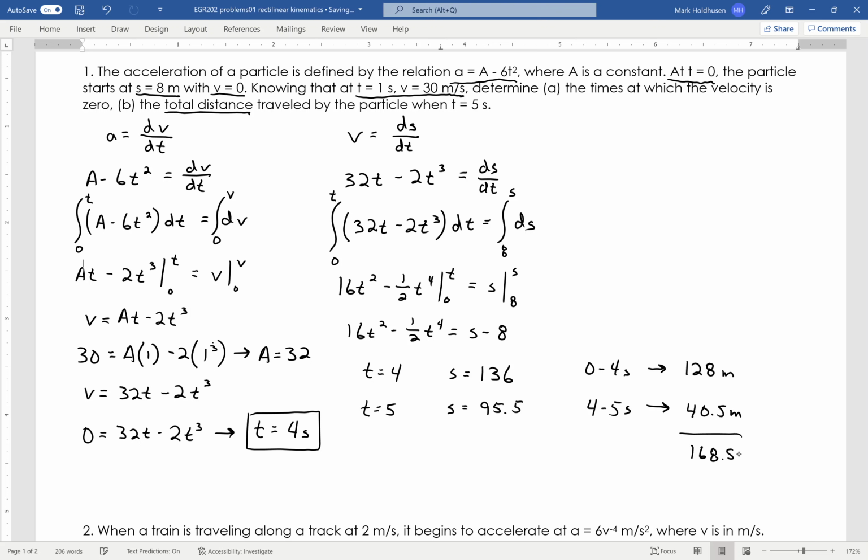Okay, so adding those two together, I get a total distance of 168.5 meters. So again, with these problems, take a look at the equation you got, find a kinematic equation to figure out where you need to go, and then use separation of variables, different differential equation techniques to figure out exactly what it is that you are looking for.